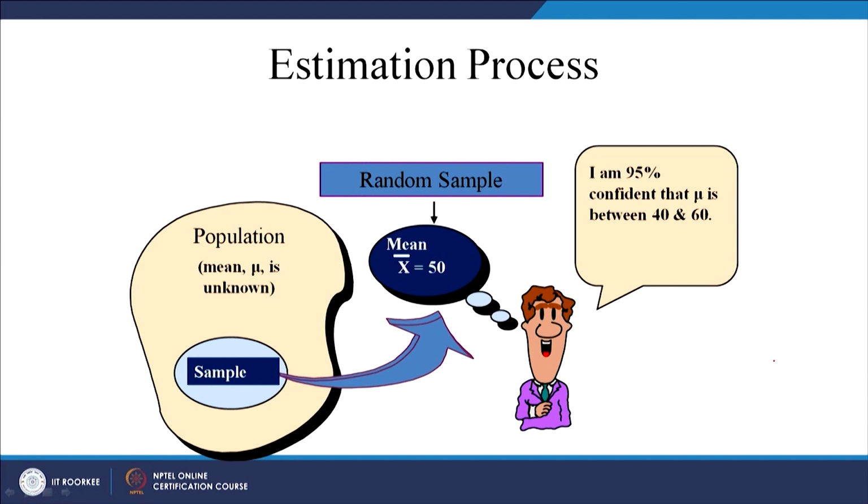So what we have done here is estimate the population parameter from a sample. The population mean is unknown initially, so we take a sample, let us say its mean is 50, and we say I am 95% confident that the population mean would be between 40 and 60. You can have different confidence levels or confidence intervals. This is known as the estimation process.